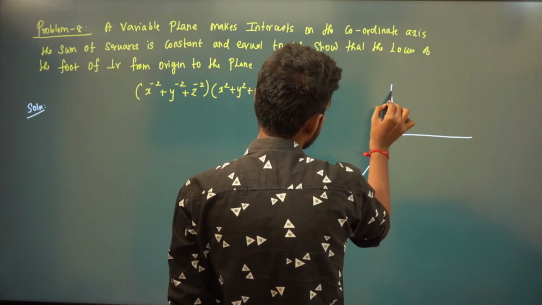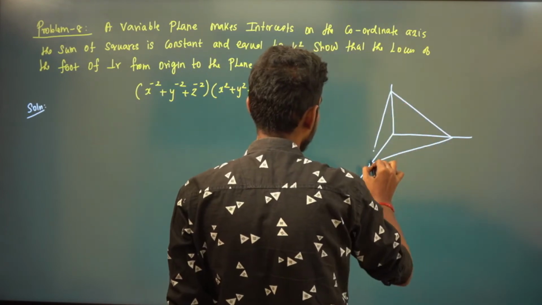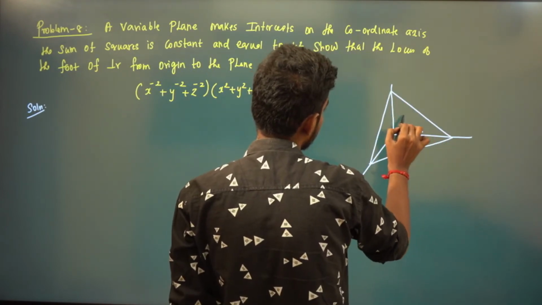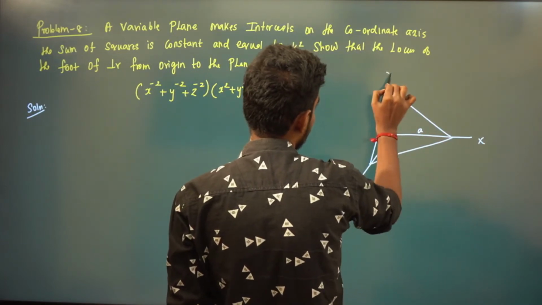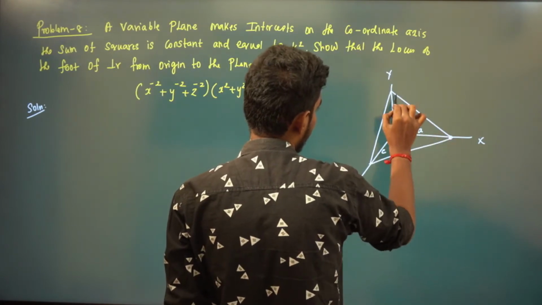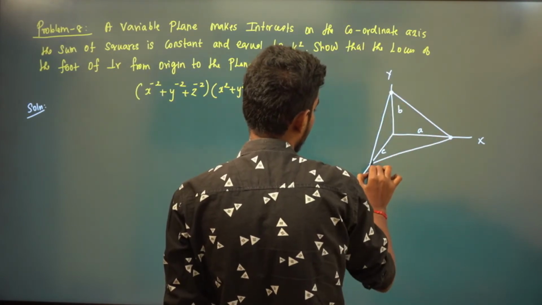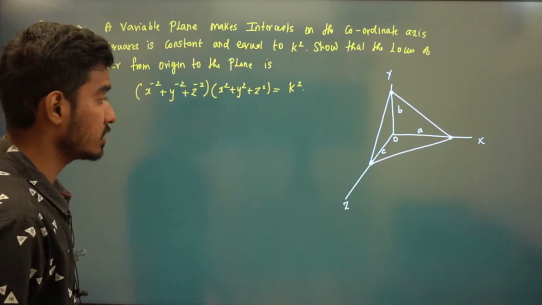So this has intercepts A, B, and C. This is our x-axis, this is our y-axis, and this is our z-axis. And these points are A, comma 0, comma 0; 0, comma B, comma 0; and 0, comma 0, comma C. Right? So it has intercepts A, B, C.